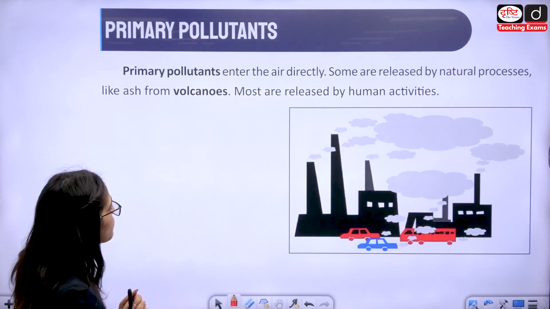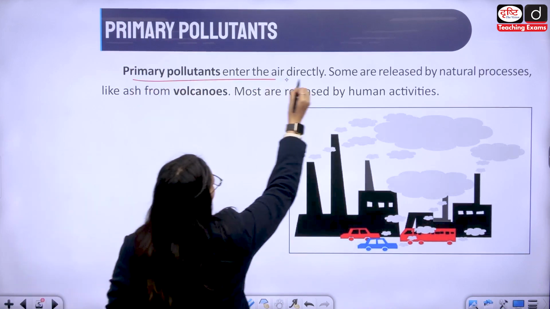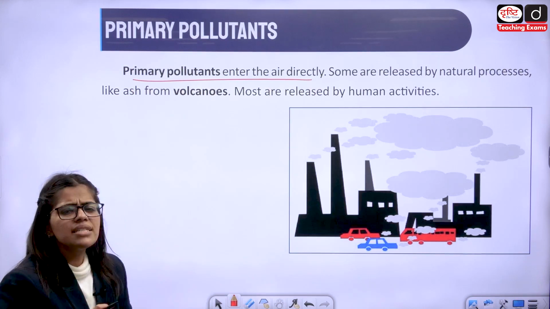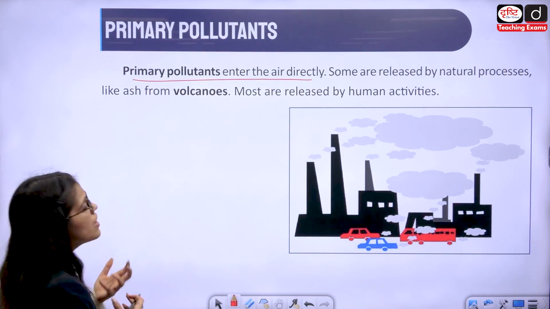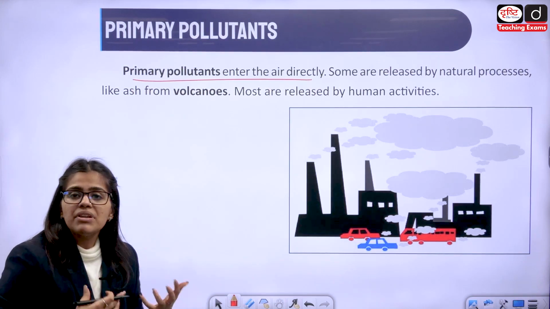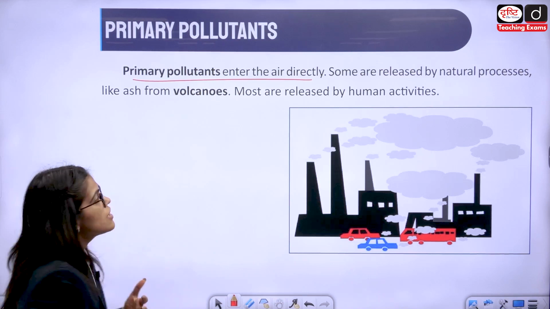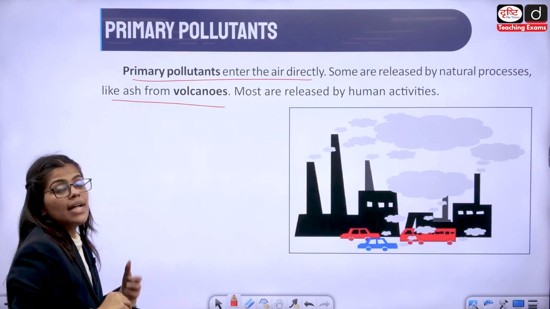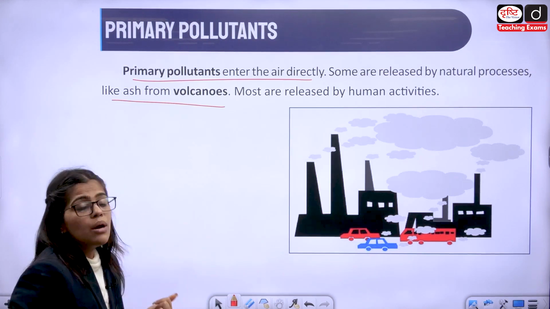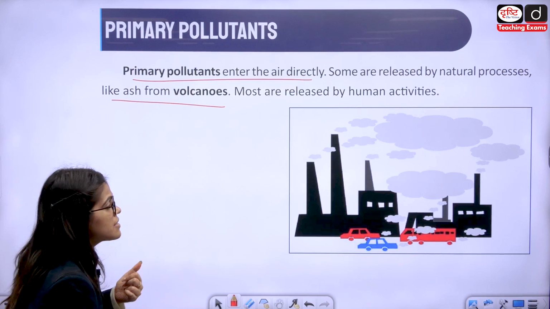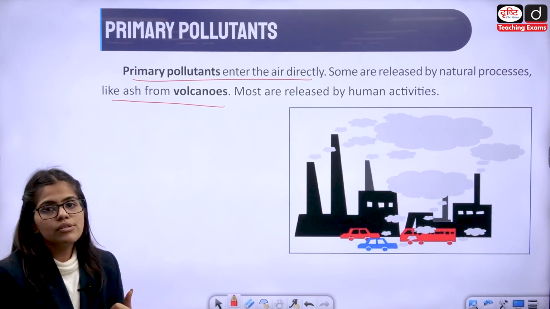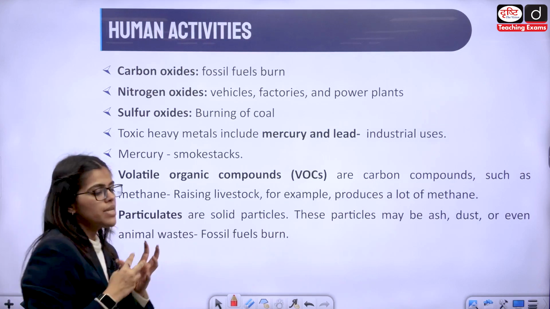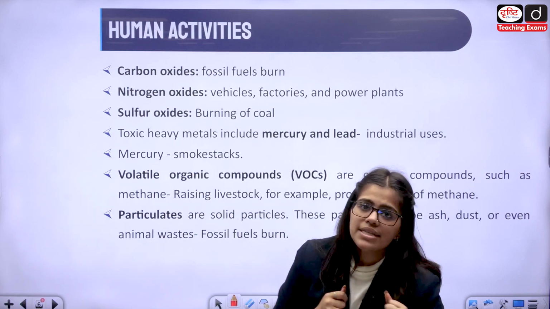Now, what are primary pollutants? Primary pollutants are those pollutants that enter directly into the air. They are released by natural processes, or they can be released because of man-made activities. So natural processes like volcanoes can emit ashes, and these can be your primary pollutants. The human activities, the anthropogenic activities, can also give a lot of pollutants. Now, let us discuss the pollutants out of human activities.